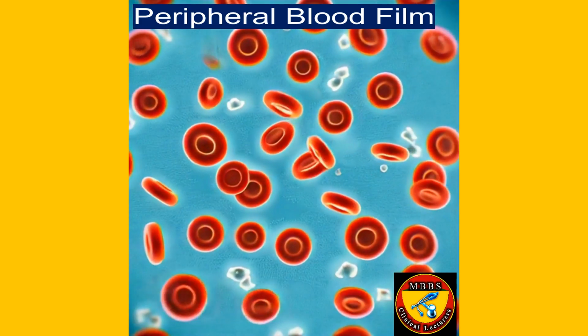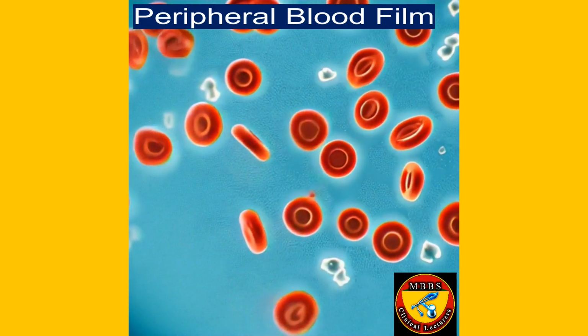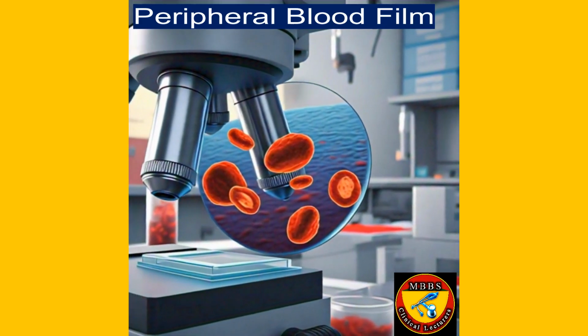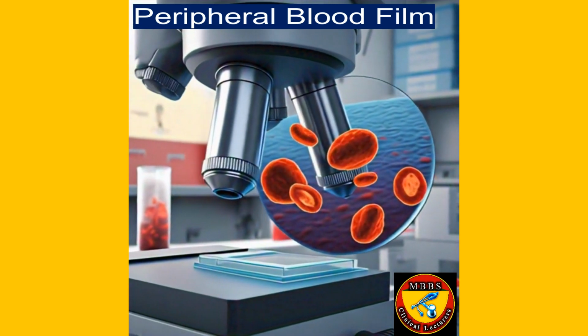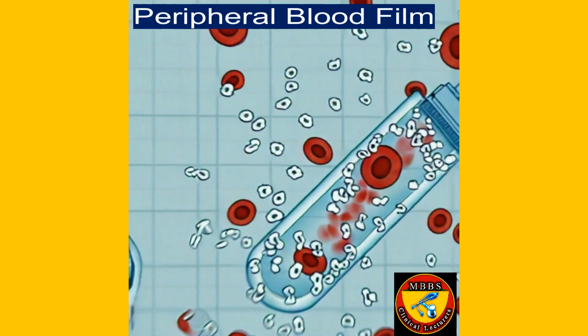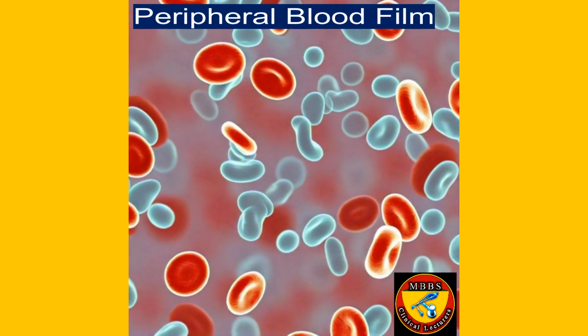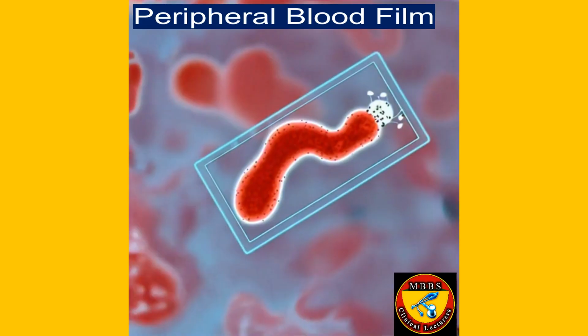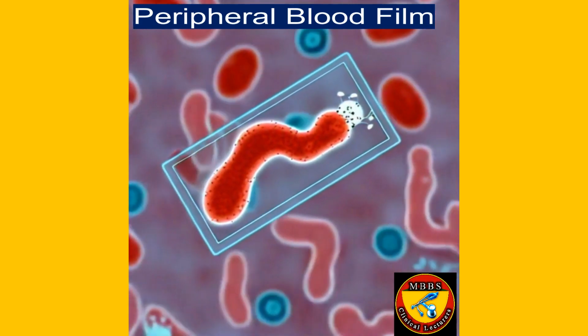Preparation: 1. Blood sampling, a blood sample is collected from a vein. 2. Smear preparation, a thin film of blood is spread on a glass slide. 3. Staining, the film is stained, typically with Romanowski stains, e.g., Giemsa or Wright stain.